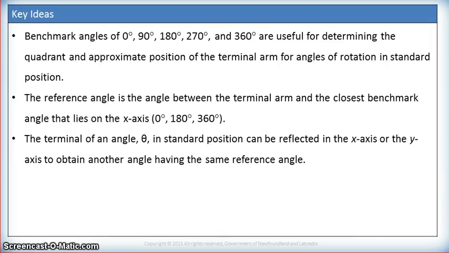To quickly summarize, we can use our benchmark angles to determine the approximate position of a terminal arm. The reference angle is the angle between the terminal arm and the closest benchmark angle that lies on the x-axis, and the terminal arm can be reflected in the x or y-axis to obtain another angle having the same reference angle.